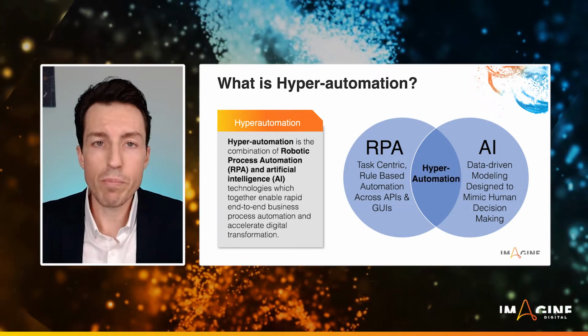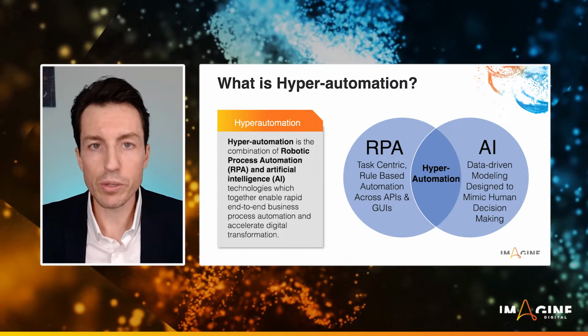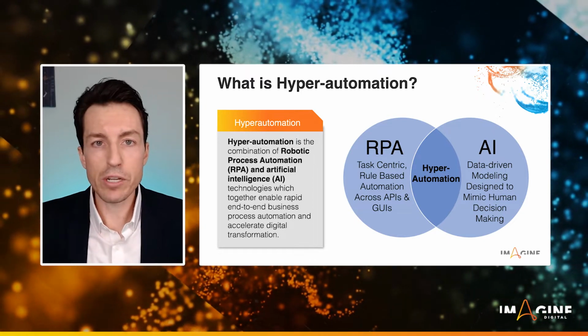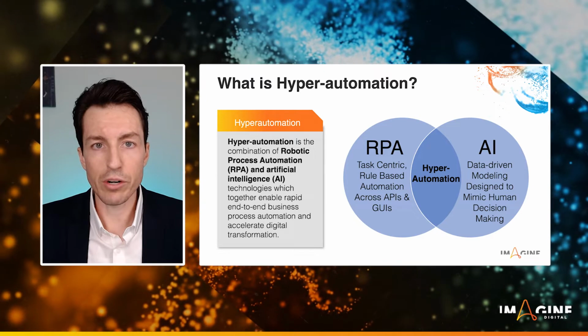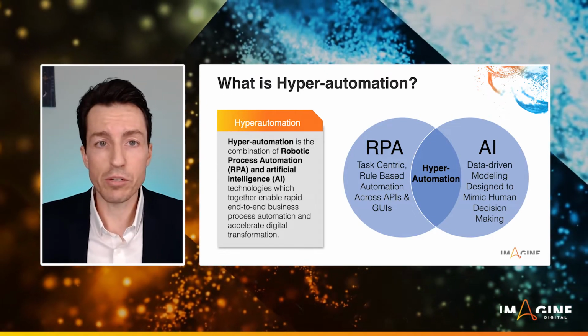So in between those two spaces is where we would really define hyperautomation. So it's taking the best of RPA, taking the capabilities that allow us to automate on top of GUIs, those graphical user interfaces, on top of APIs, and merging that with the capabilities of machine learning to not only automate human actions, but also automate human decision making.